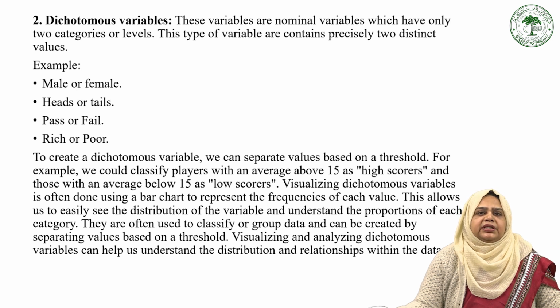These variables are commonly used to group or classify data, and analyzing them can provide valuable insights into the distribution and relationships within the data. For instance, when analyzing survey responses, a dichotomous variable could represent whether a person agrees or disagrees with a statement. By assigning one category to agreement and another to disagreement, researchers can easily analyze and compare the responses. Dichotomous variables simplify data analysis by reducing complex choices into two distinct options.